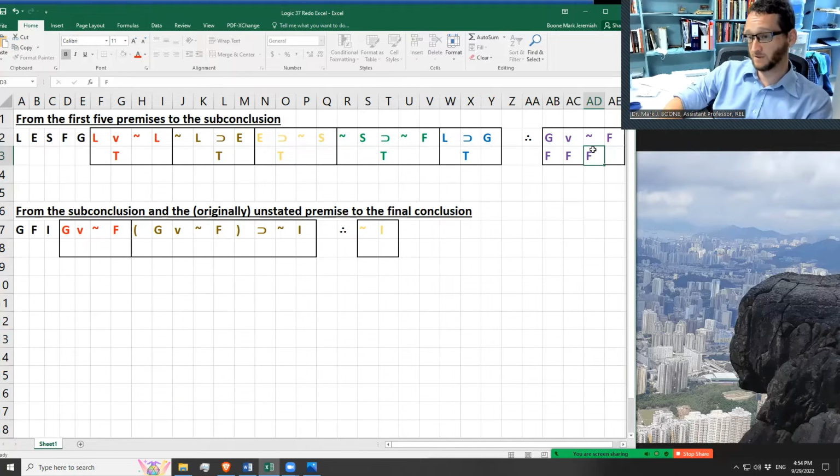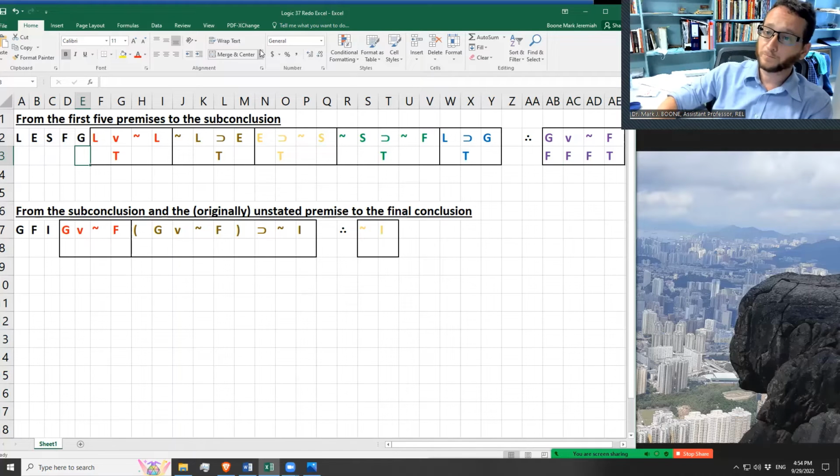So if G wedge tilde F is false, then G is false, and tilde F is false. But if tilde F is false, then F is true. So now we can make very fast headway through the rest of this. G must be false, and F must be true under our assumption of invalidity. If that row of the truth table exists, it's going to look like this.